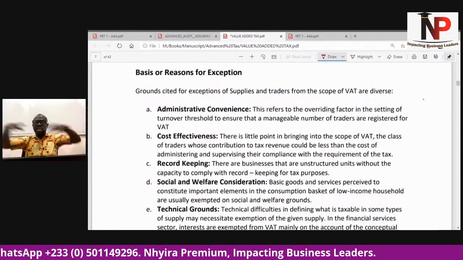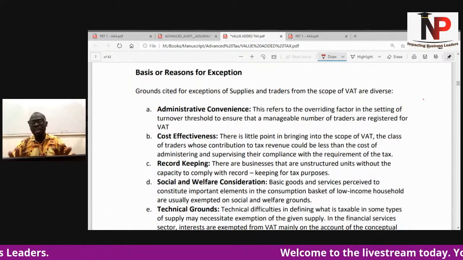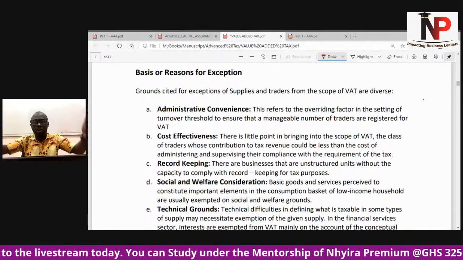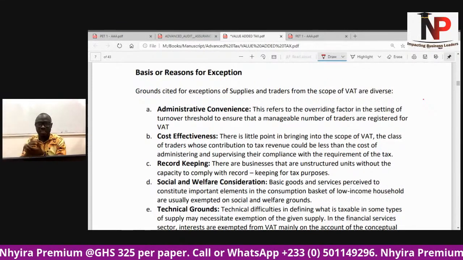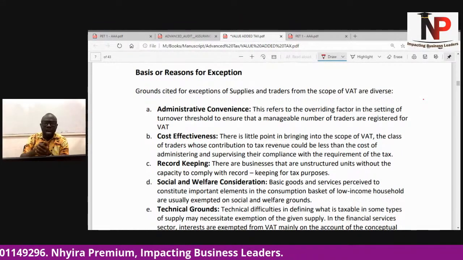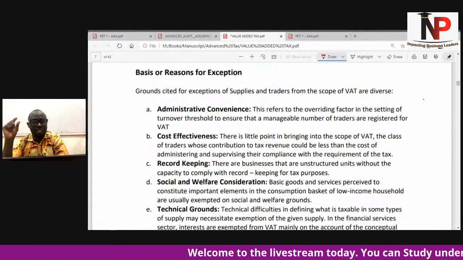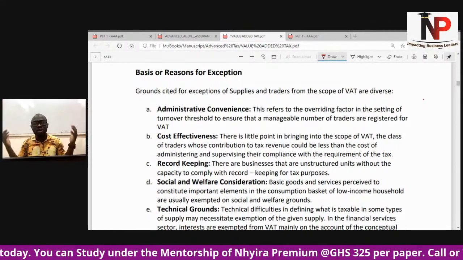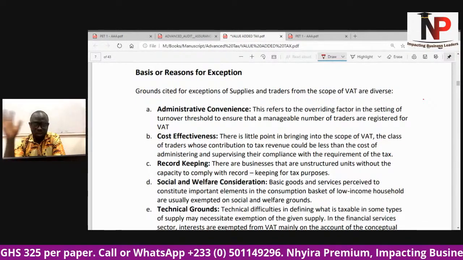Then, cost effectiveness. There is little point in bringing into the scope of VAT the class of traders whose contribution to tax revenue could be less than the cost of administration. Many of the things that we've mentioned are in the informal sector. And sometimes, because of where some businesses are located, the cost of going there to collect the VAT will be more than the VAT they are actually paying. And remember, one of the principles of taxation is economy, meaning that you need to spend a smaller amount of money compared to the revenue that you are going to collect. So sometimes for cost effectiveness purposes, let them be on their own.